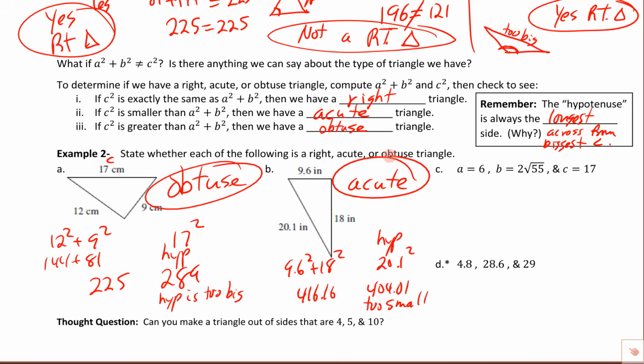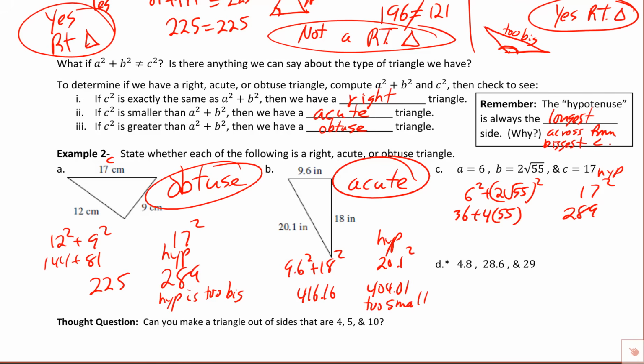Okay. Now you'll notice in this problem C, they give us an A, B, and a C. So let's just go through and see what we've got here. So this would be 6 squared plus 2 radical 55 squared. And again, notice we've got that 2 and the radical 55 underneath there. And then we've got 17 squared. So here is our potential hypotenuse. This is 289. Again, we've done that one before. This is 36. And then again, stop and think about this. This is going to be 2 squared, so that's going to be a 4. And what does squaring a square root do? These undo each other, so this is going to be 55.